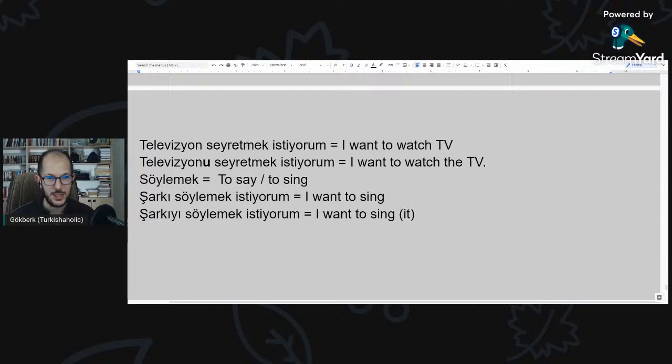So any other questions? Do you have any other questions with the case markers, especially with the accusative case, or any other case markers, locative, dative, ablative? If you have, please let me know. If you don't, let's first do some exercises with the accusative case. Any questions? Let me drink a little water. If not, okay, another question.